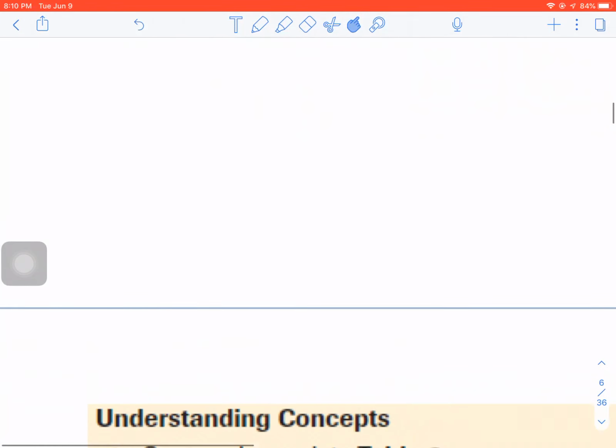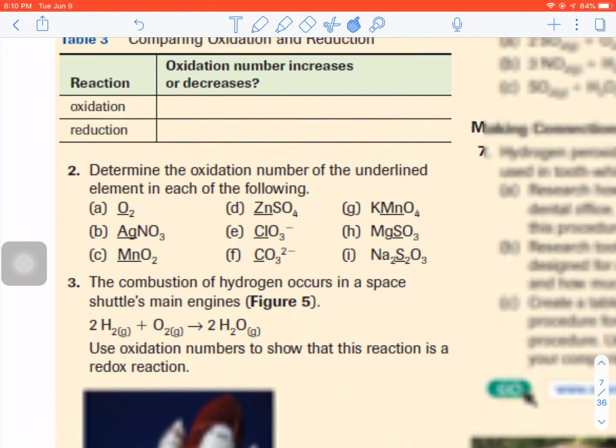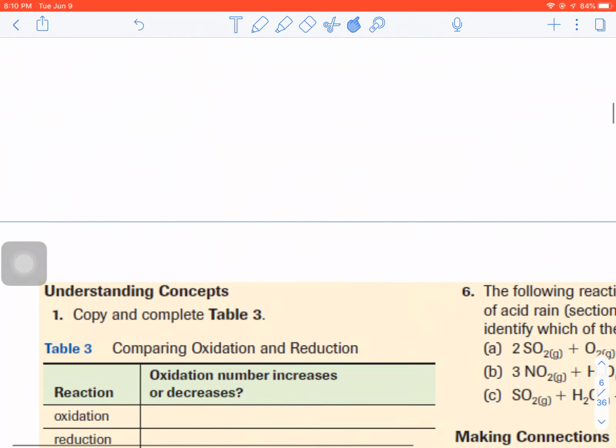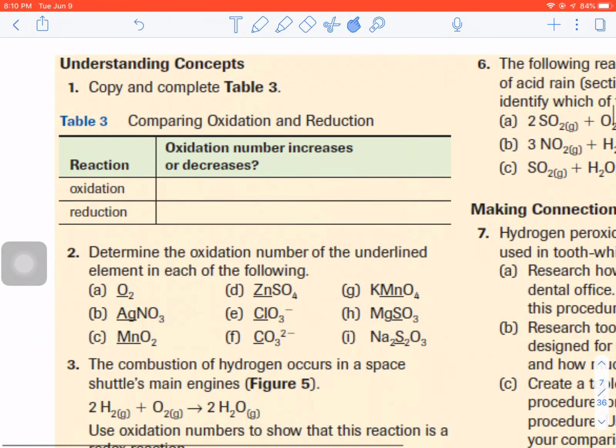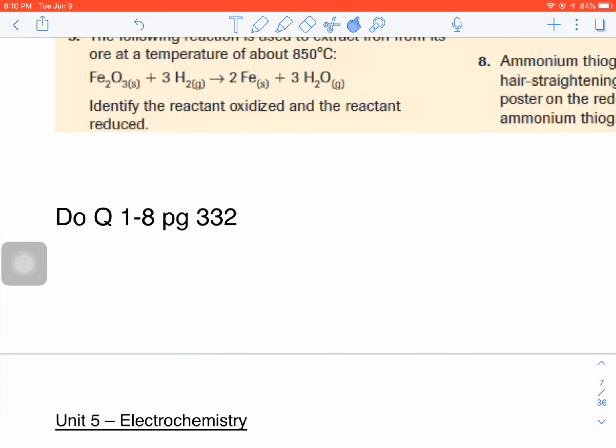There's a bunch of questions down here. I'm going to ask you to try 1 to 6 here. And then in our textbook, there's another questions 1 to 8. Okay, so quite a bit of homework, but you see most of it's pretty fast. You're just getting used to those rules. Keep them out, keep them handy.